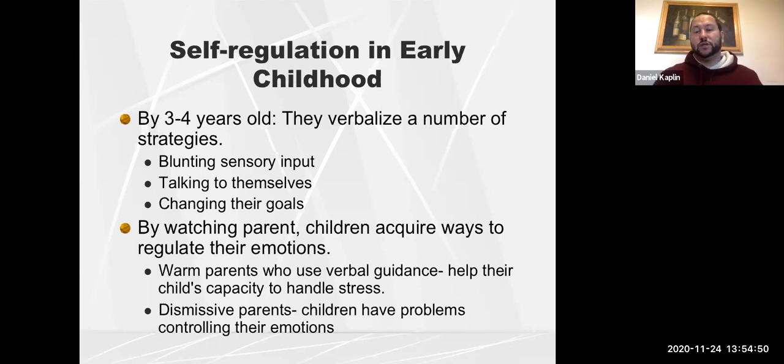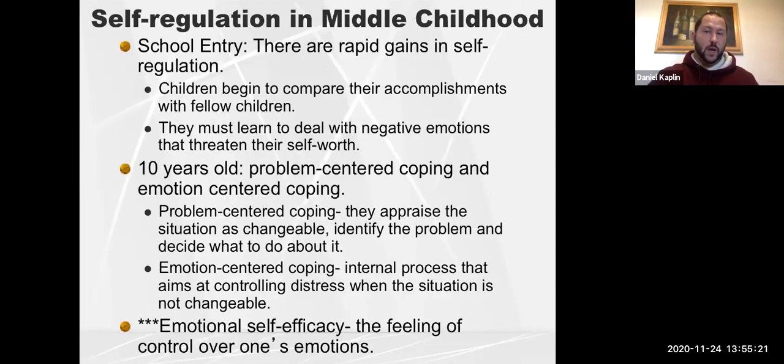Another way that children learn to regulate their emotions is by watching parents. So if they have warm parents who use verbal language to comfort, they help their child cope with stress. Whereas if you have a dismissive parent, children might have more problems controlling their emotions because they want to be heard as well.